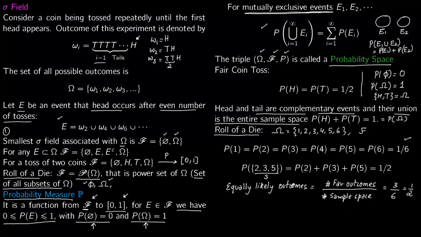Or you could just add individual probabilities by these mutually exclusive events formula. Because if you roll a 2, then you're not rolling a 3. If you roll a 3, you're not rolling 2 or 5. And similarly, if you're rolling a 5, you're not rolling 2 and 3. So probability of 2 is 1 by 6. Probability of 3 is also 1 by 6. Probability of 5 is 1 by 6. You add them up, you get 3 by 6, which is just nothing but half.